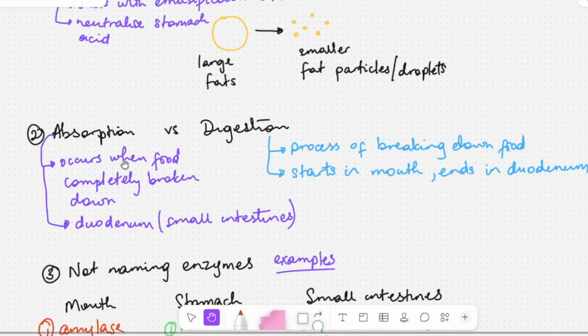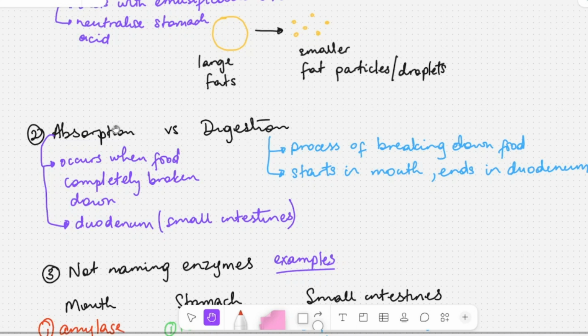Then we have absorption and digestion. Both these processes take place, as we know, when we get to the small intestines. But digestion itself starts at the mouth. It ends at the small intestines. And to digest something means simply to break it down. So we're breaking down something from large pieces to smaller ones. That is what digestion is all about.